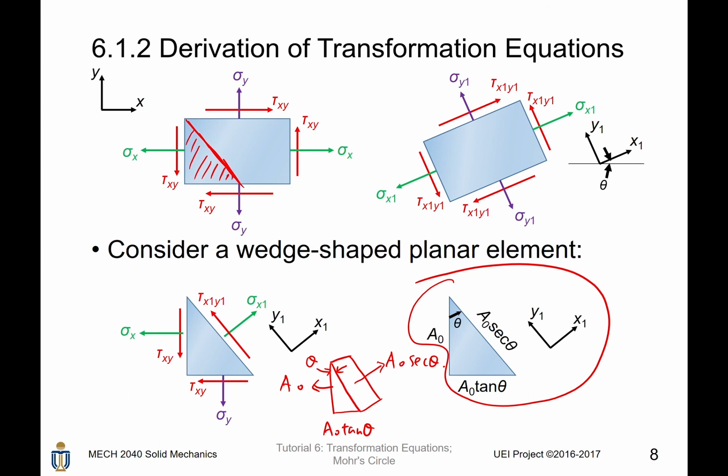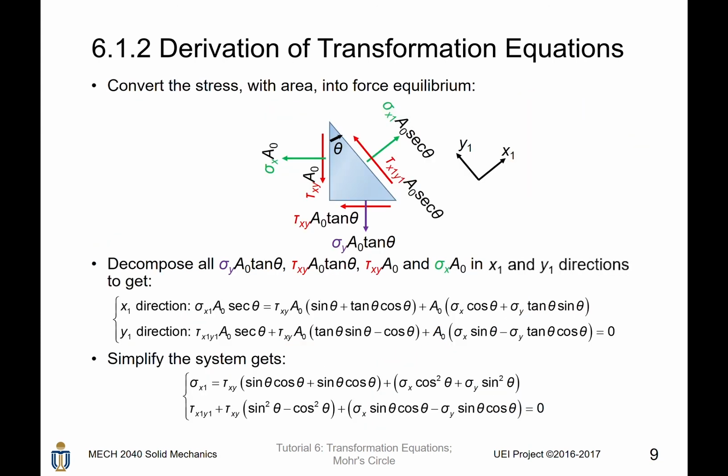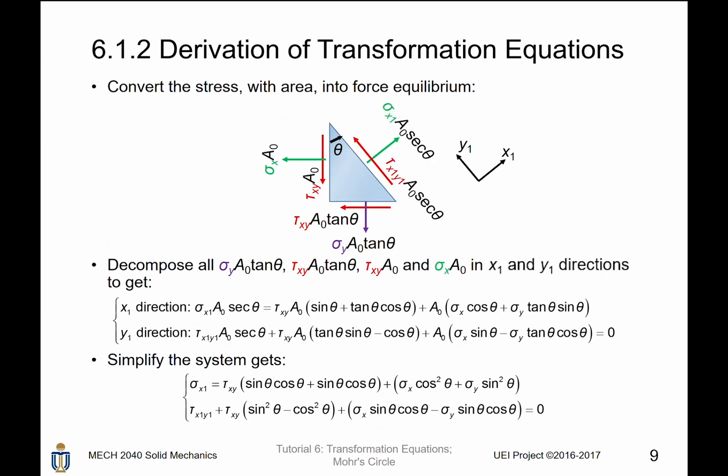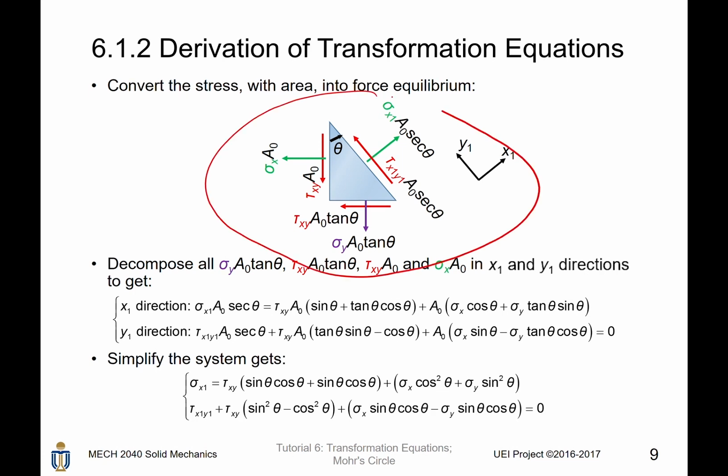So still, I emphasize, it is not really just a triangle. It is actually a wedge. It looks like this. You can imagine you have a sandwich, okay? Then this side will be A0, this side will be A0 tangent theta, and this side will become A0 secant theta.